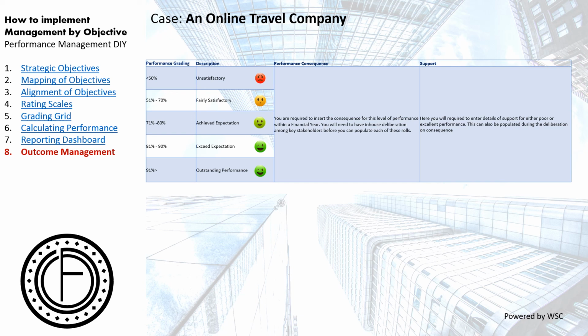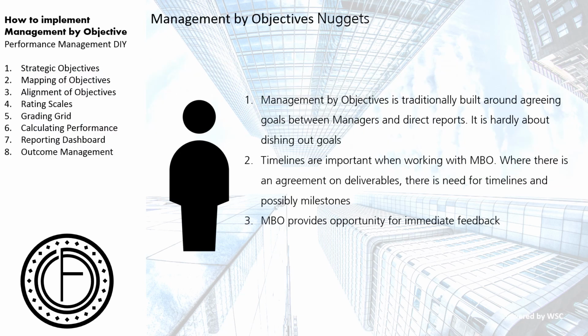Let's quickly talk about some MBO nuggets. Right. It's important that we speak to some of these things. Management by objective is traditionally built around agreeing goals between line managers and their direct reports. It's not about dishing out goals or dishing out targets and all of those. Those who are expected to work the goals are expected to sit down and also provide input into what they can deliver vis-a-vis what is available to them in terms of resources and their capacity and ability. So traditionally, that's what MBO drives.